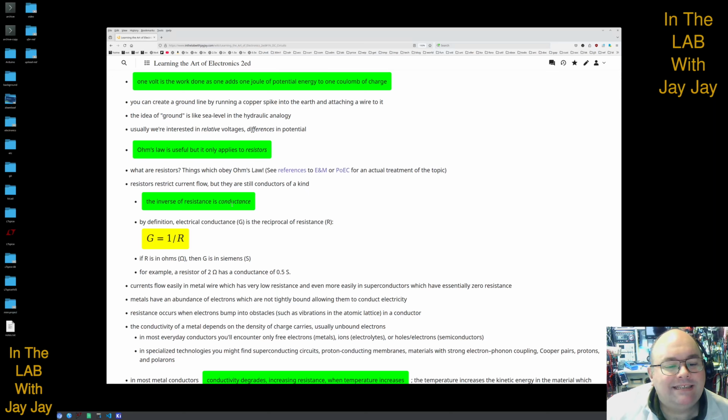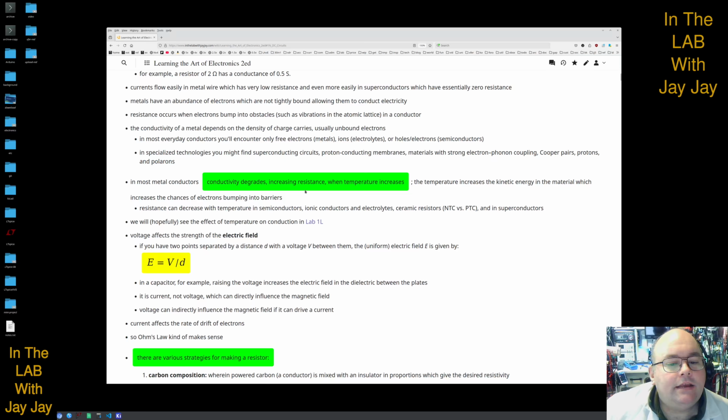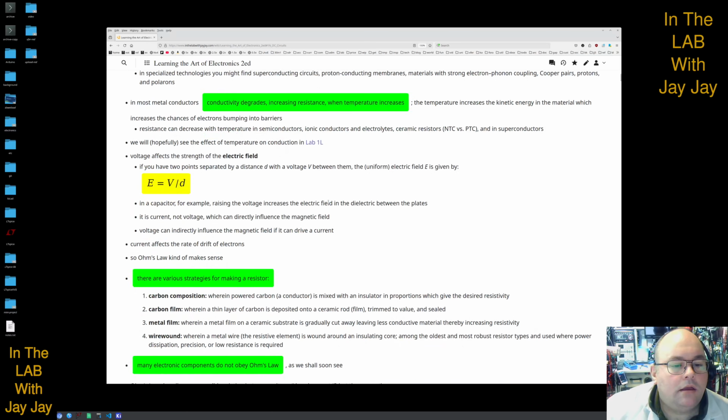The inverse of resistance is conductance. So G equals 1 on R, where G is conductance measured in Siemens. Conductivity degrades, increasing resistance, when temperature increases. It's not always true, but it's usually true. When temperature goes up, the resistance goes up as well. If you have 2 points separated by a distance d with a voltage V between them, the uniform electric field E is given as E equals V on d.